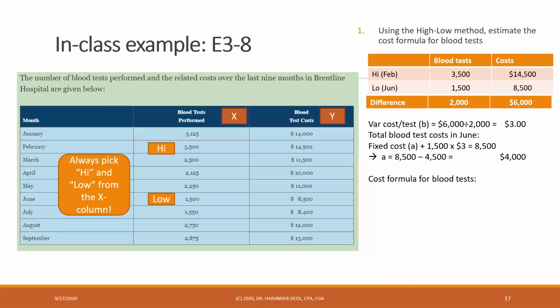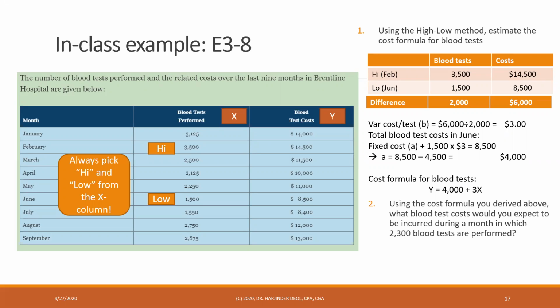Now the cost formula for your blood test would be Y, which is your mixed cost, equals $4,000, that's your fixed cost or your A, plus 3X. 3 is your variable cost per unit and X is your activity level. Using the cost formula you derived above, what blood test cost would you expect to be incurred during a month in which 2,300 blood tests are performed?